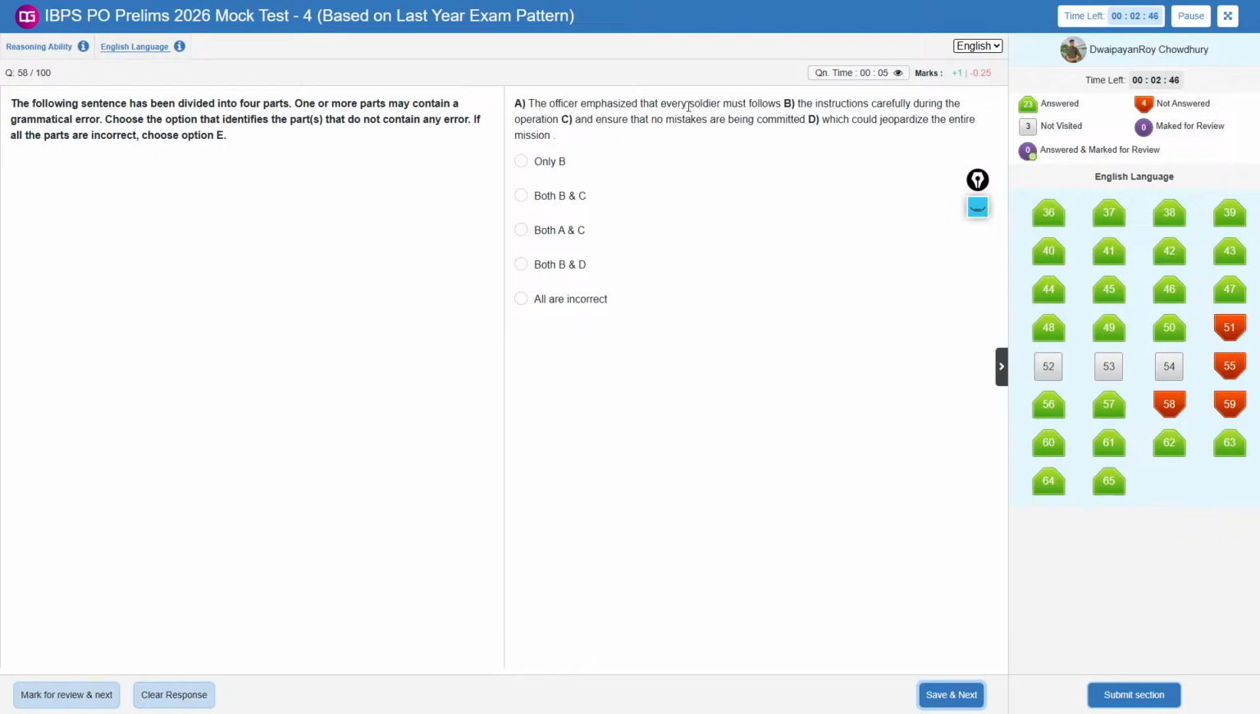The officer emphasized that every soldier must follow. Okay, so do not contain error. So A is going to be there. Follow the instructions carefully during the operation. So B is going to be there surely, and ensure that no mistakes are being committed. So D, no. C, no. I guess D, which could jeopardize the entire mission. No mistake, which could jeopardize. Yeah.